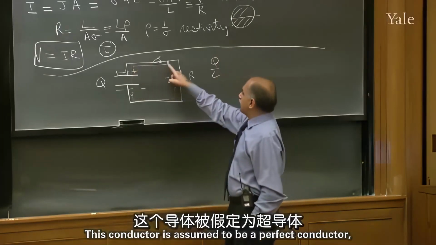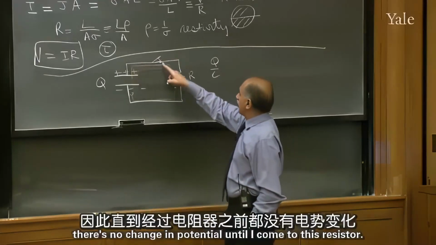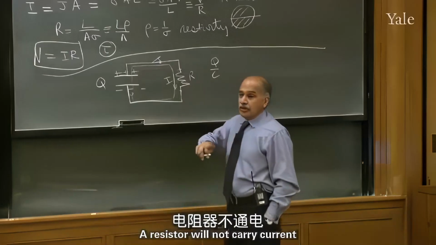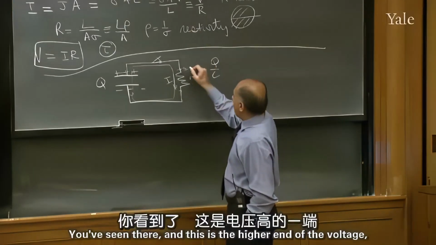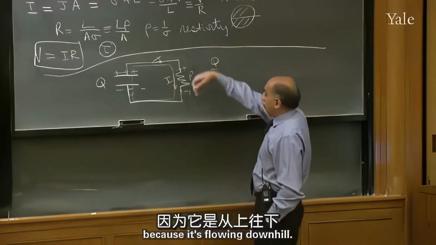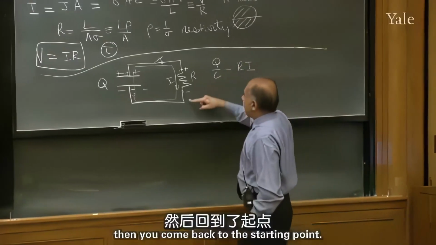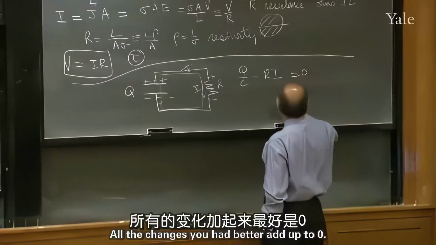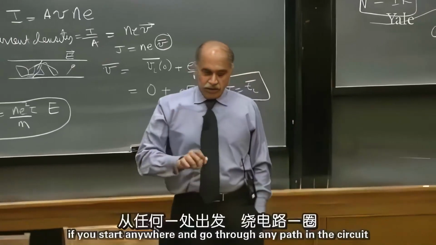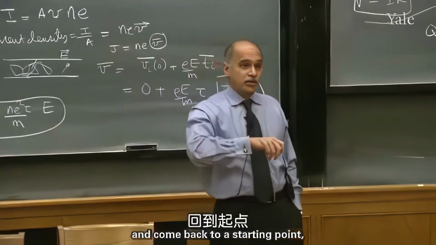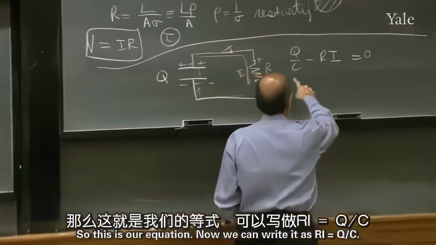This conductor is assumed to be a perfect conductor. So there is no electric field inside here. There's no change in potential until I come to this resistor. A resistor will not carry current unless there's a voltage applied to it, as you have seen. This is the higher end of the voltage, and that's the lower end of the voltage because it's flowing downhill. So you have a drop in voltage by an amount Ri. When you come back to the starting point, all the changes you had better add up to 0. That's the fundamental statement that in any electrical circuit, if you start anywhere and go through any path in the circuit and come back to the starting point, the net change in voltage has to be 0, because every point has an electrical height. So this is our equation.